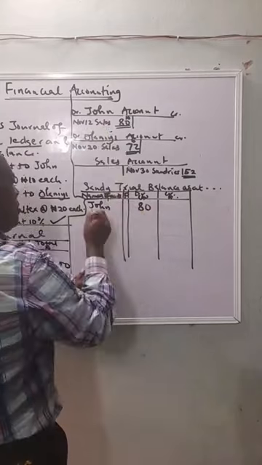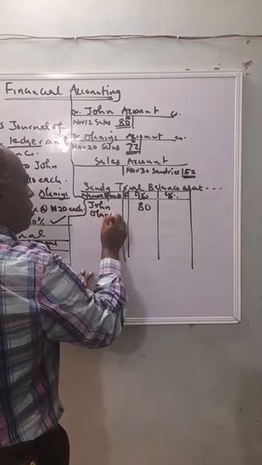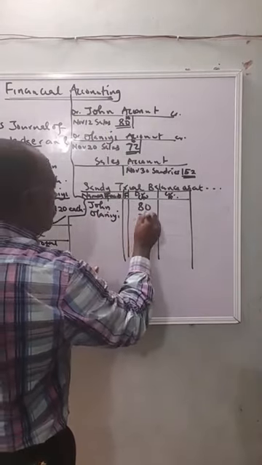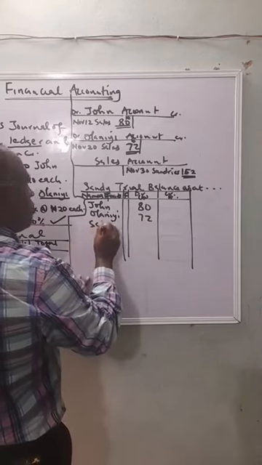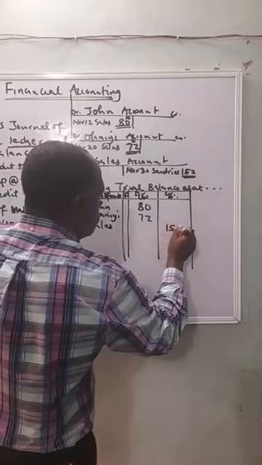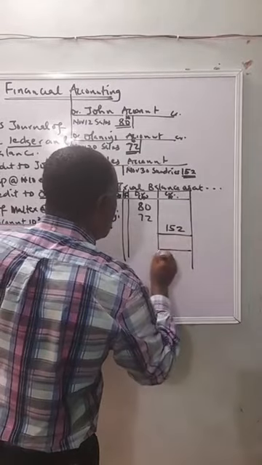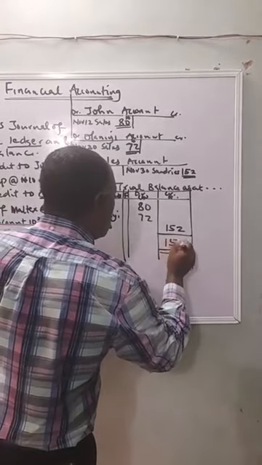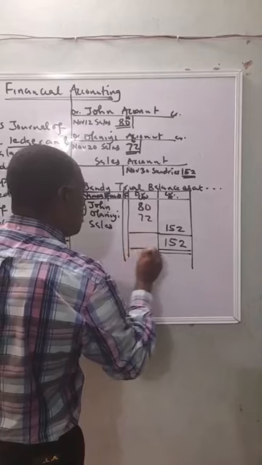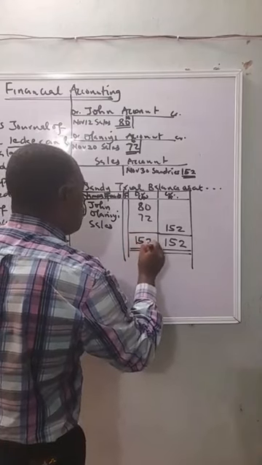John is debited. Olani is debited, 72. Sales is credited, 152, because sales is income. Incomes are always credited. It has a credit balance. On the same line on your book, you have 152.